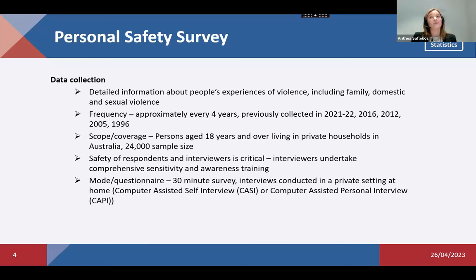So we interview people aged 18 years and over living in private households. The sample size is about 24,000 people, and it's weighted more towards females. Safety of respondents is essential in this survey. So we have a whole heap of special procedures that we take so that we can make sure that the respondents feel safe to answer these questions.